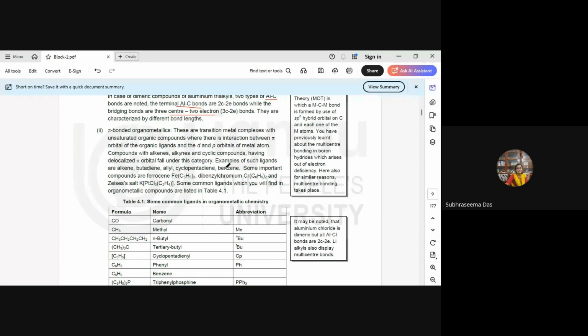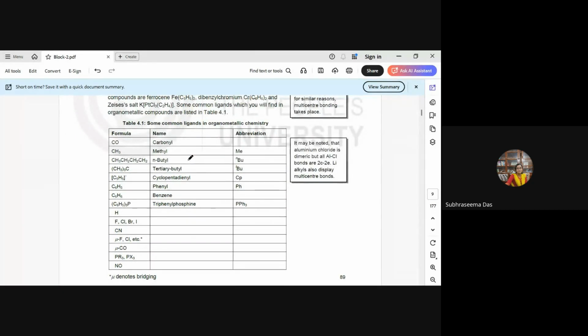Compounds with alkenes, alkynes and cyclic compounds having delocalized pi electron orbitals fall under this category. The examples of such ligands are alkene, butadiene, allyl, cyclopentadiene, benzene, etc. The most important pi bonded organometallic compounds are ferrocene, Fe(C5H5)2, dibenzene chromium, and the first organometallic compound that was discovered, that is Zeise's salt.